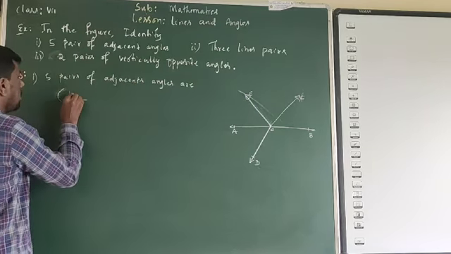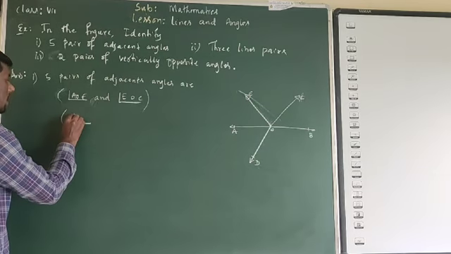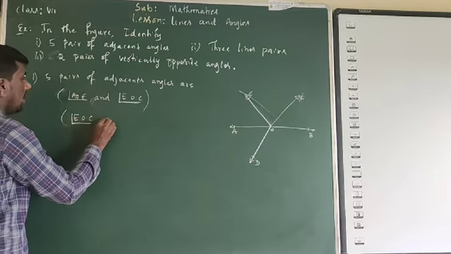So the other pair will be EOC, then COB. Common arm is OC, common vertex is O. Therefore, these 2 angles must be adjacent angles, not vertically opposite angles. EOC plus COB, angle EOC and angle COB.